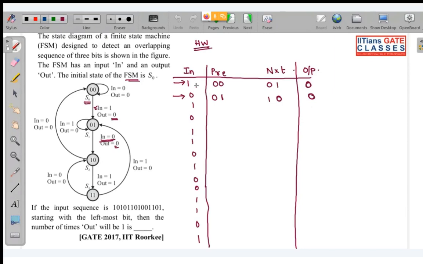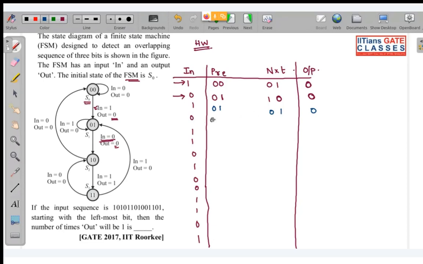See, if we start doing this, so we have done over here. So we are at 0, 1 and our input is 1. So if input is 1, output is 0. And your next state, you can see it is 0, 1 only. You will be remaining at 0, 1 only. Okay, fine.